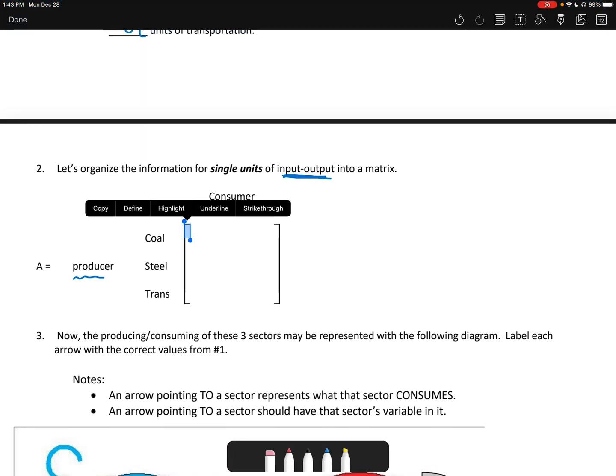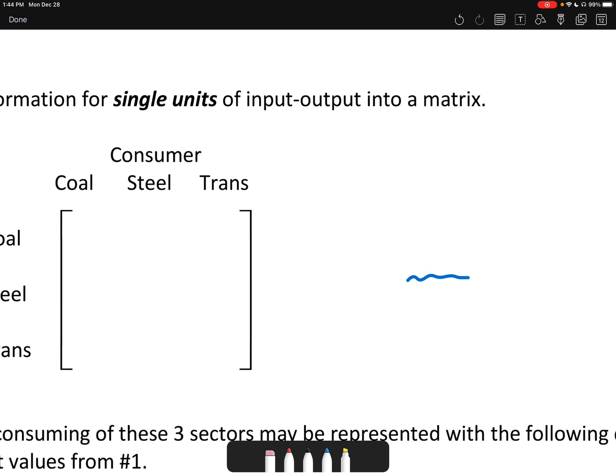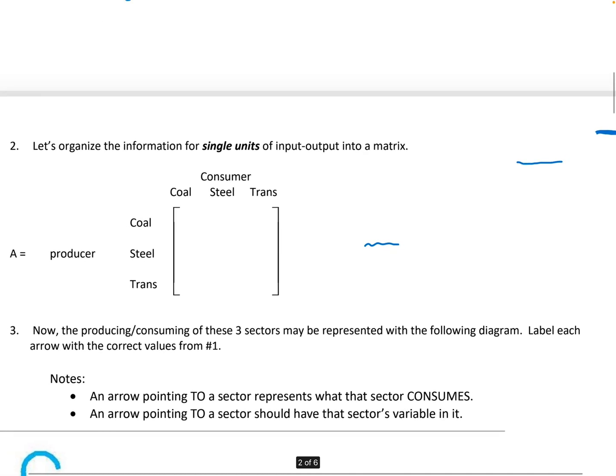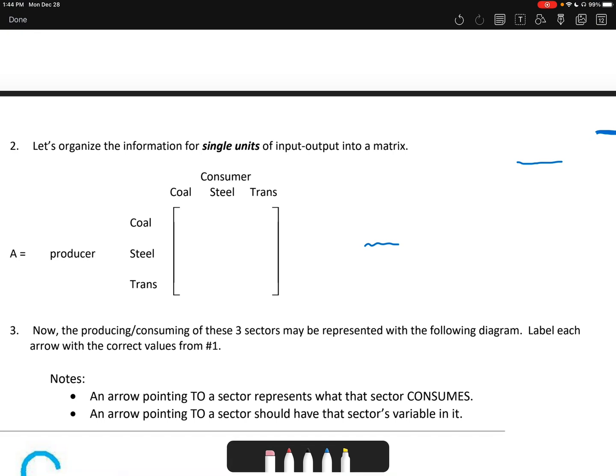To create coal, I needed... what's happening here? I don't need a box. Get away, box. It's because I'm trying a new way of writing here. I apologize, guys.